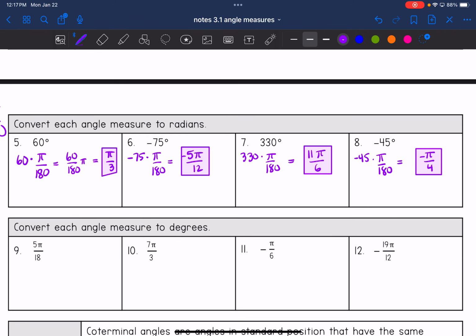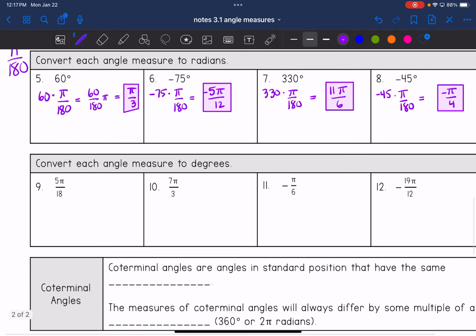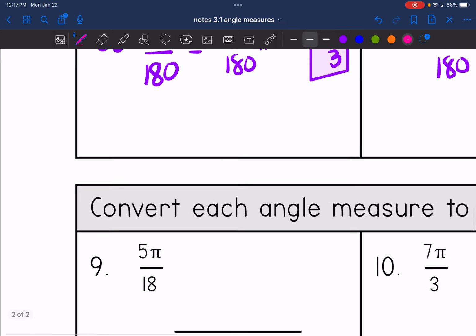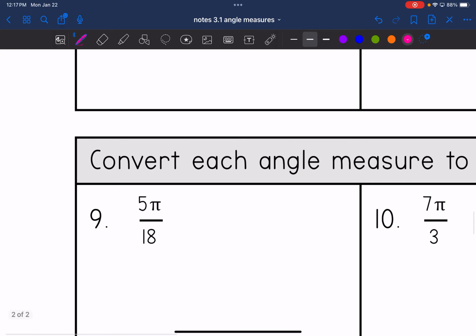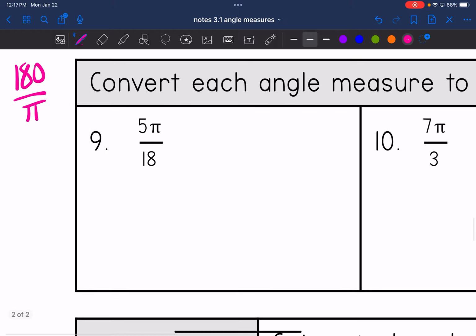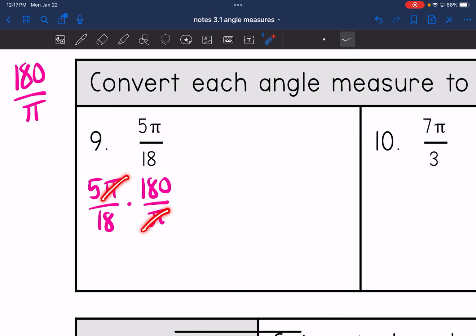Okay, now let's do the opposite direction. If they already give us radians and we want to convert it to degrees, this time we're going to multiply by 180 over pi. 5 pi over 18 times 180 over pi. So a few things you should notice right away is that the pi symbol is going to cancel out. 180 divided by 18, that's just 10. So I have 5 times 10, which is 50. So this would be 50 degrees.